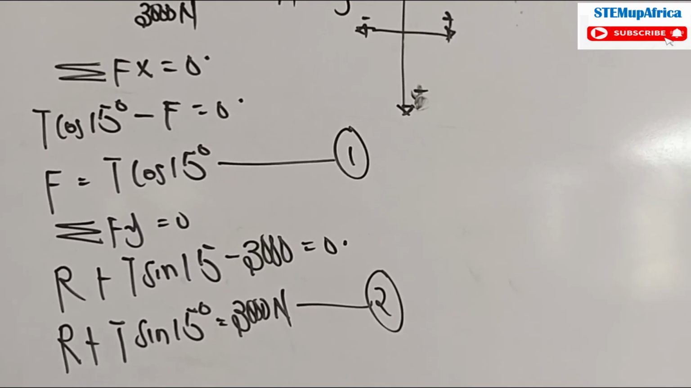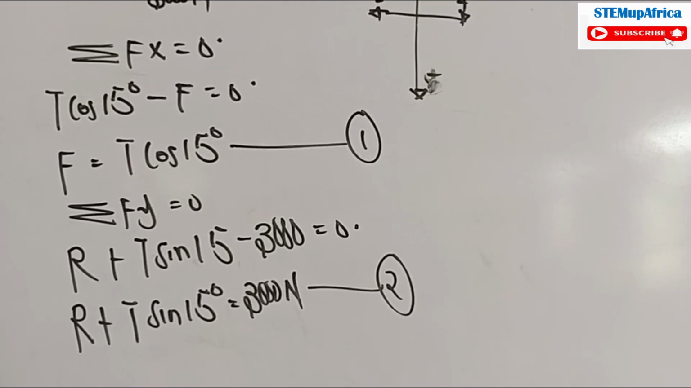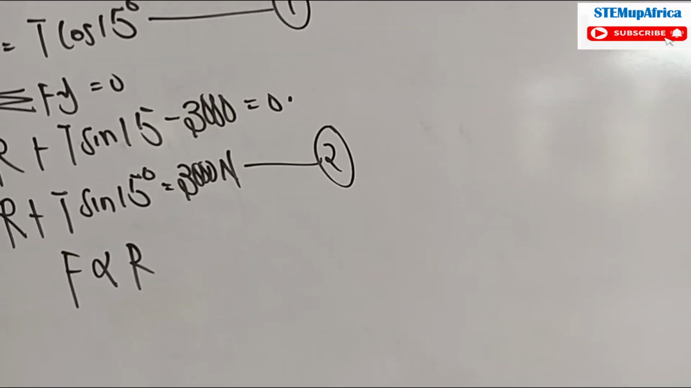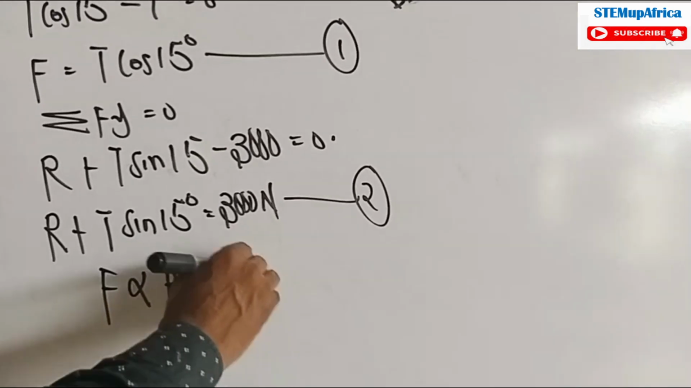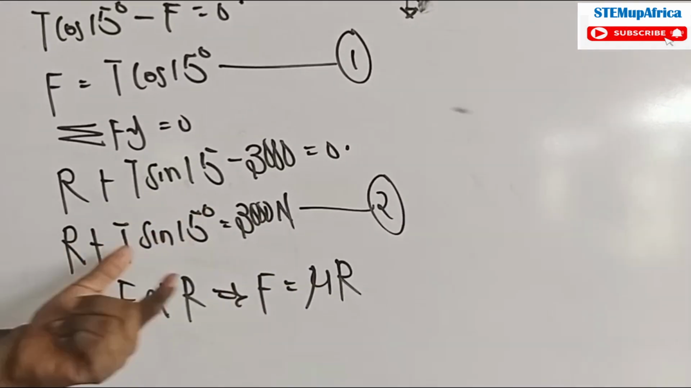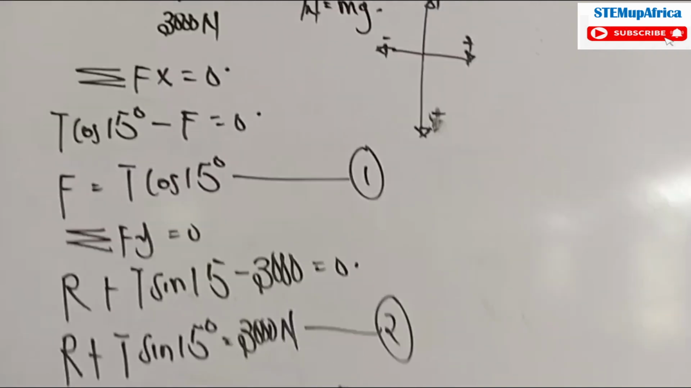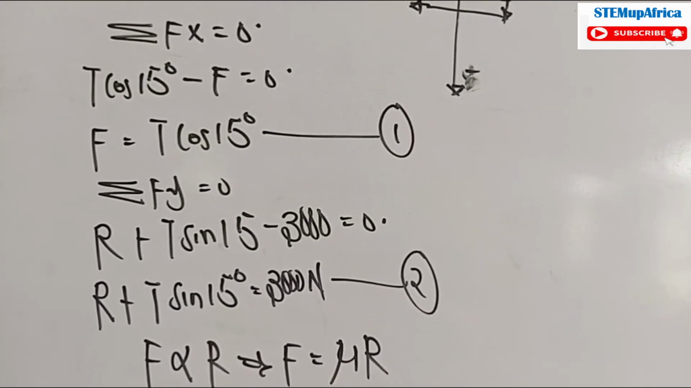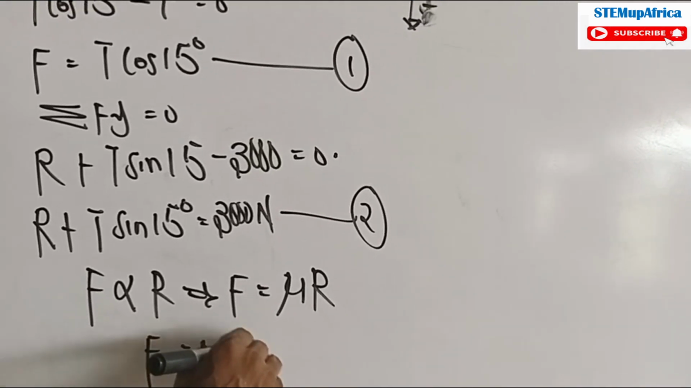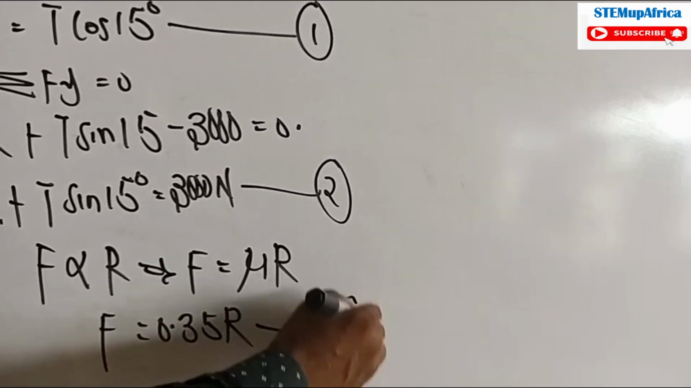rope? Let's recall under laws of friction that say frictional force is directly proportional to the normal reaction. So F is proportional to R. This implies that my F is now mu R, where mu is the coefficient of static friction. And from the question, it's given to us as 0.35. So my F becomes 0.35 normal reaction.